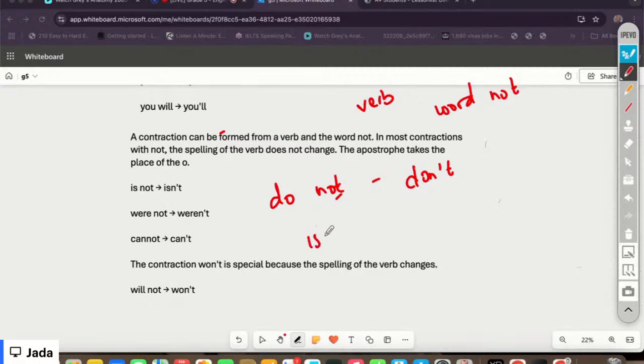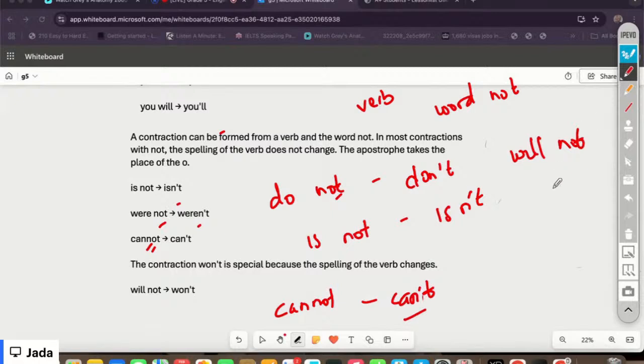Then we have is not. So we have is not, and then it becomes isn't. So it's just taking away the o. If you can take note of that, you can see that the o is being removed. So we also have cannot, but cannot is a bit special from the rest of them because with cannot you have to remove the n and then the t and the o. So you see that one n is gone and then the o is gone and you have can't. Okay? And then the contraction won't is special also because the spelling of the word changes. So when we have will not, it becomes won't. So you can see that these are all contractions.